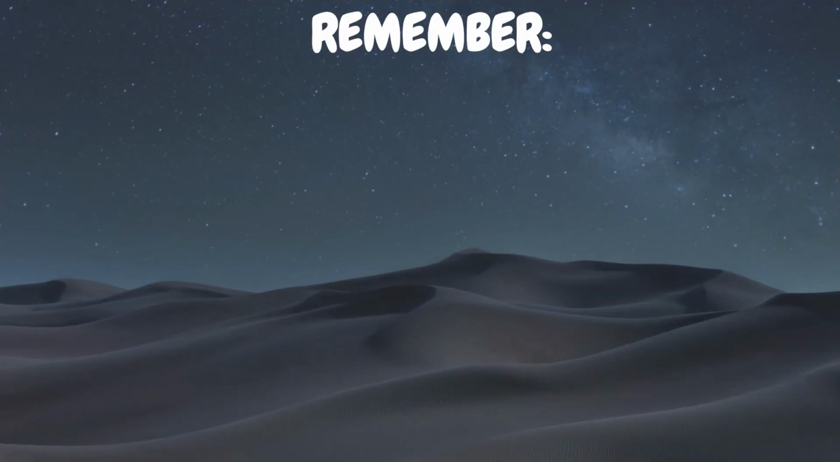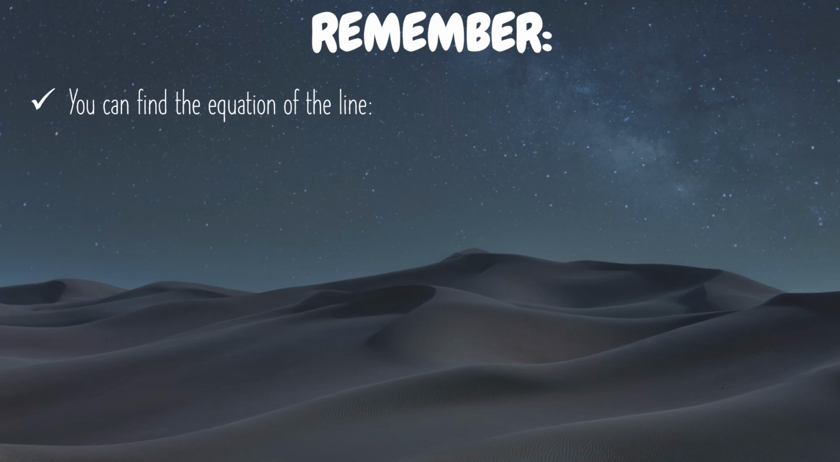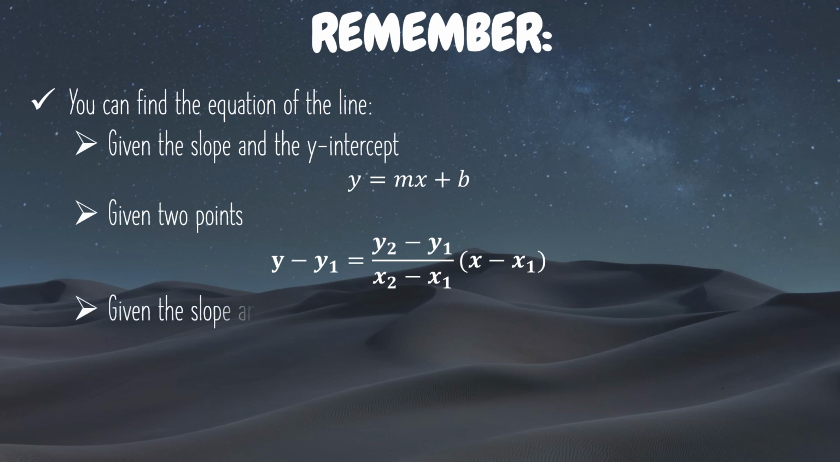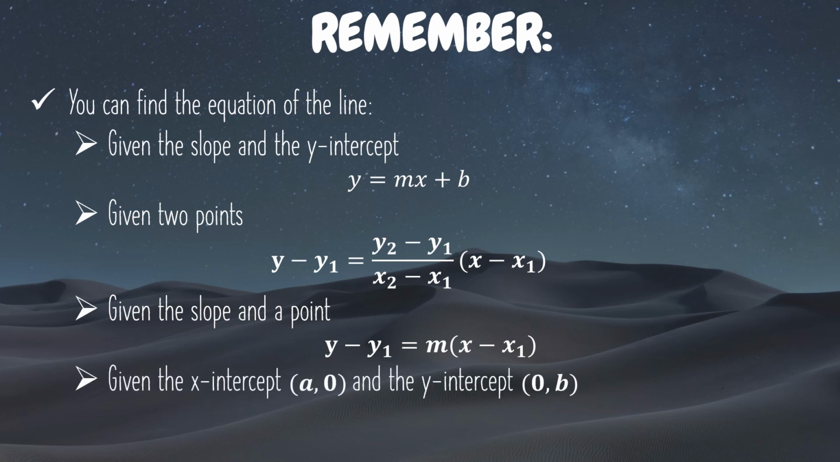So let us now summarize what we have learned in this lesson. You can find the equation of the line first given the slope and the y-intercept using this formula. Next, given the 2 points using this formula. Third, given the slope and a point by using this formula. And then last, given the x-intercept and the y-intercept using this formula. Remember those given formulas for you to find the equation of the line.